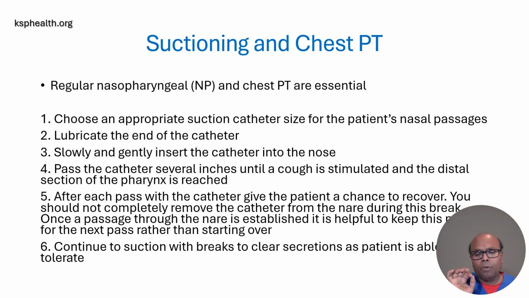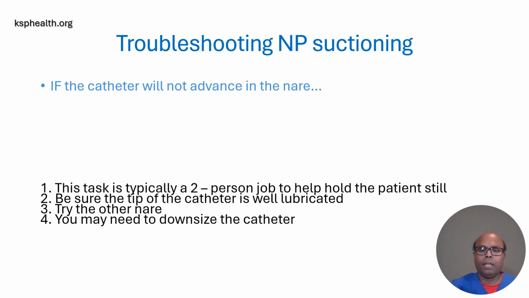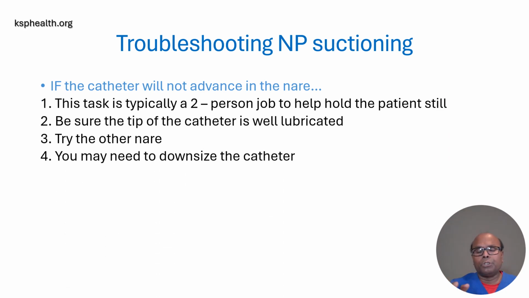Continue to suction with breaks to clear the secretions as the patient is able to tolerate. Troubleshooting: the catheter will not advance in the naris. It is usually a two-person job, one to hold the patient, another one to put the catheter in. Be sure that the catheter is well lubricated.